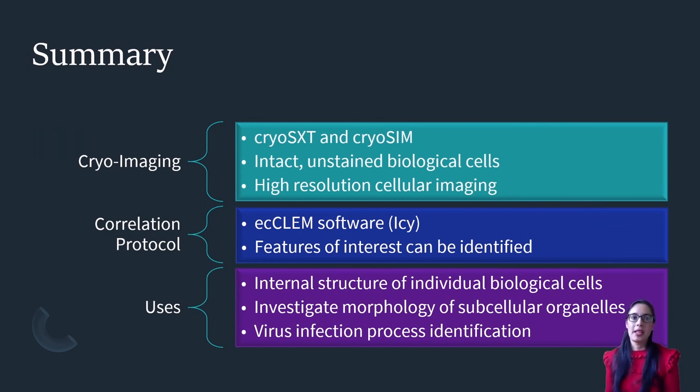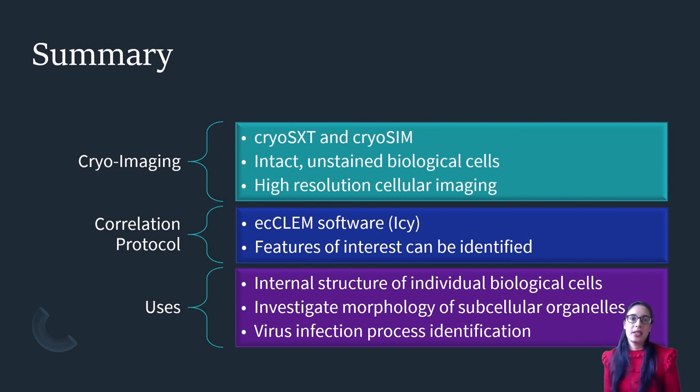So in summary, we've shown two methods for high-resolution cellular imaging: cryo-soft X-ray tomography, which can visualize cellular substructures in fully hydrated cells without needing to fix or stain them; and cryo-structured illumination microscopy, which we've chosen to use in conjunction with cryo-SXT, since it can also image whole cells with relatively low light doses and using conventional fluorophores.